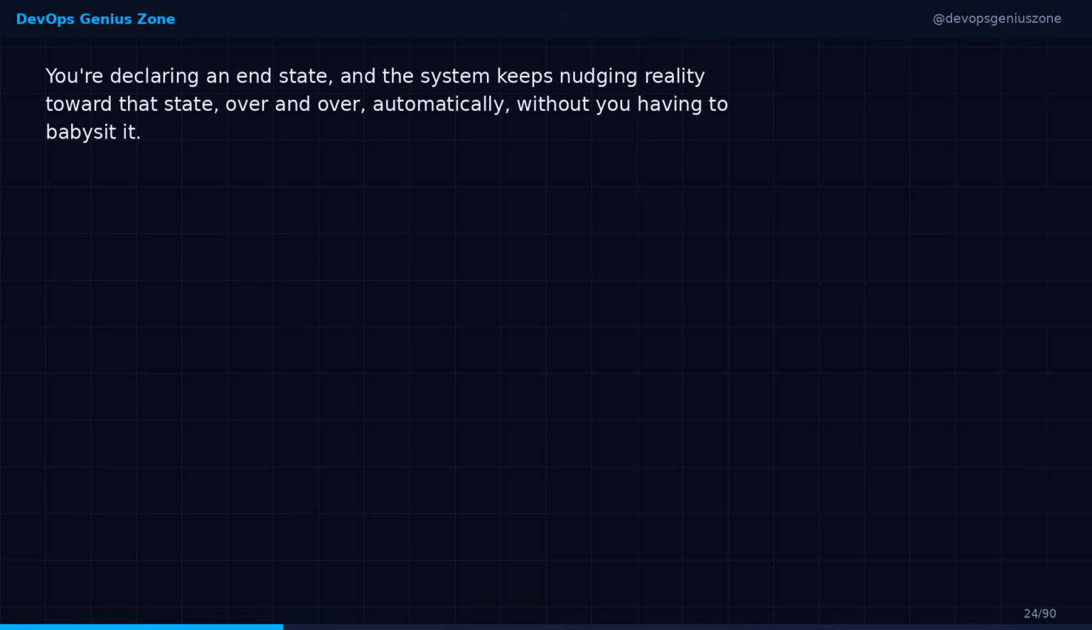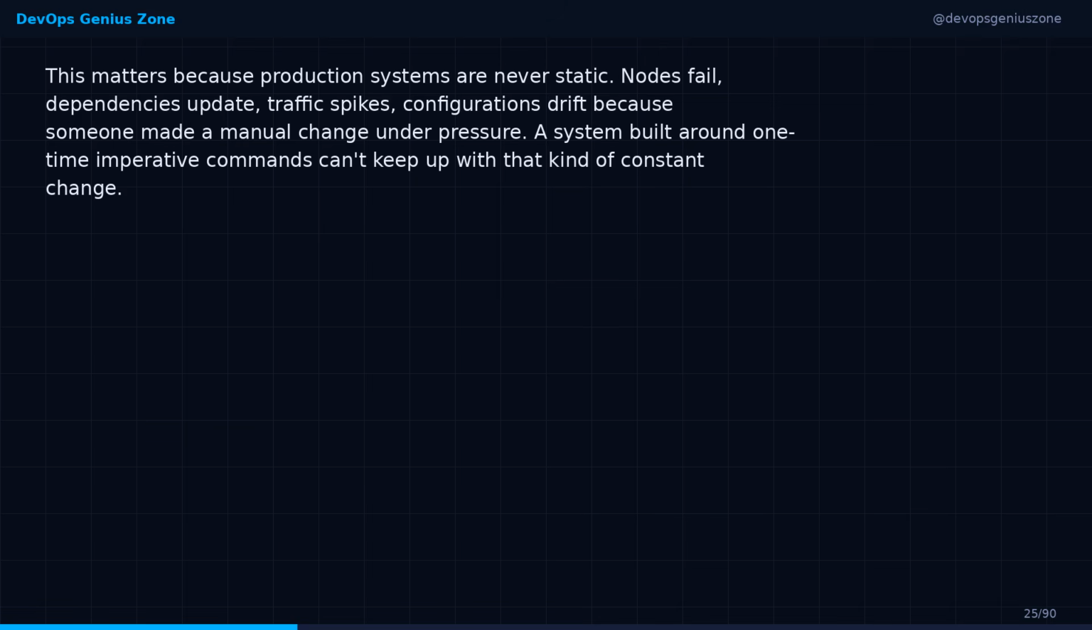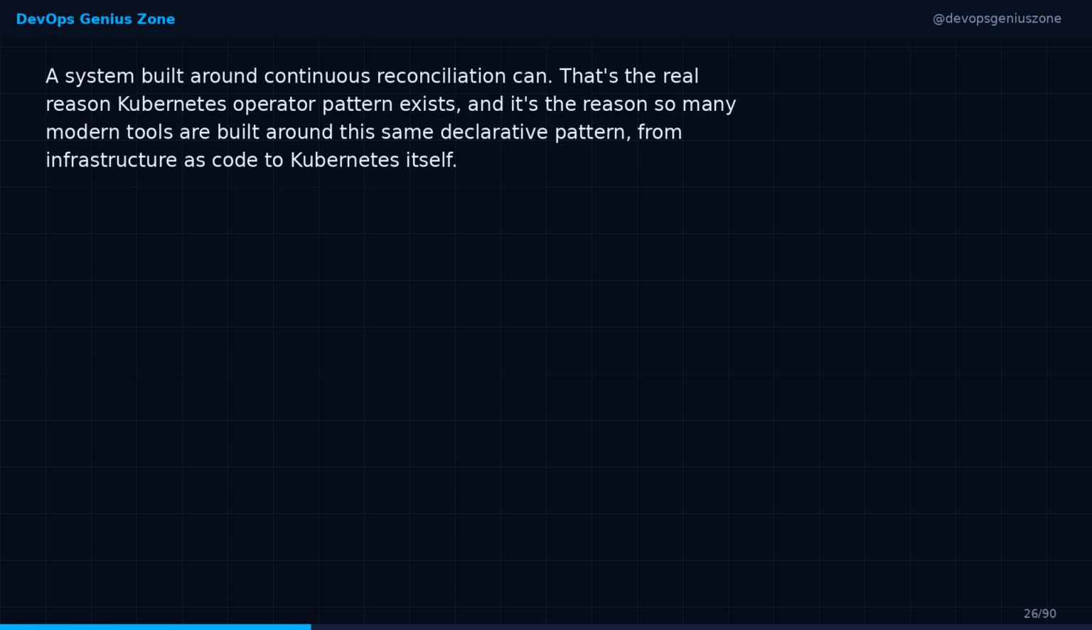This matters because production systems are never static. Nodes fail, dependencies update, traffic spikes, configurations drift because someone made a manual change under pressure. A system built around one-time imperative commands can't keep up with that kind of constant change. A system built around continuous reconciliation can. That's the real reason Kubernetes operator pattern exists, and it's the reason so many modern tools are built around this same declarative pattern, from infrastructure as code to Kubernetes itself.